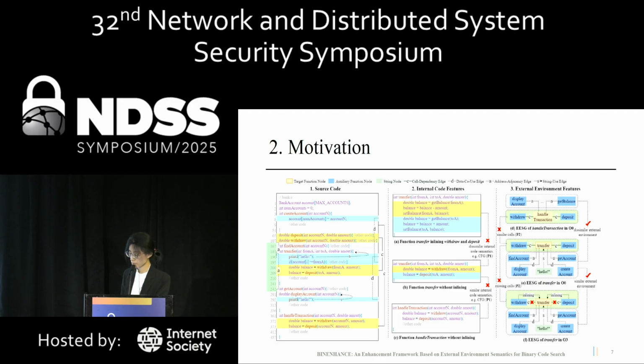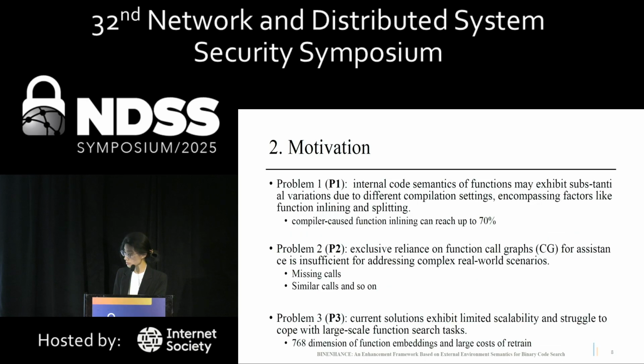A and B illustrate the potential for false negative search results caused by function inlining during compilation. B and C indicate the similar internal code semantics of the handle transaction and transfer functions, resulting in false positives. E and F highlight the missing cause problem. D and E demonstrate the potential for false positive search results induced by similar function structures. We summarize the following 3 problems.